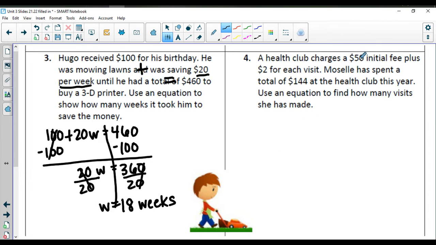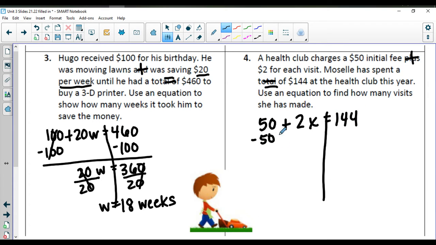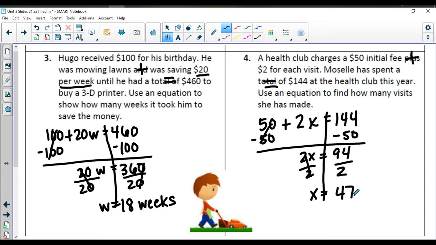Number 4, a health club charges a $50 initial fee plus $2 for each visit. Mazel has spent a total, it's my equals number, of $144 at the health club this year. So it's the $50 fee plus $2 for every visit, and that gives her her equals number of 144. Subtract away the 50. You get 2x equals 94. And then 94, we're going to divide by 2 on both sides, and we get x equals 47. So x represents the number of visits, so that's going to be 47 visits to the health club.